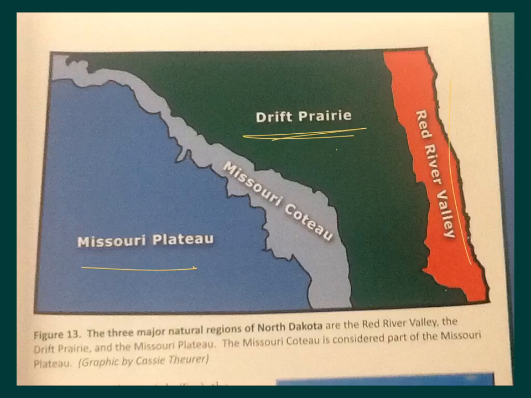Lake Agassiz, the Red River Valley, is the floor of the ancient Lake Agassiz, and that was formed from the glaciers in Canada when they blocked the flow of water moving north.